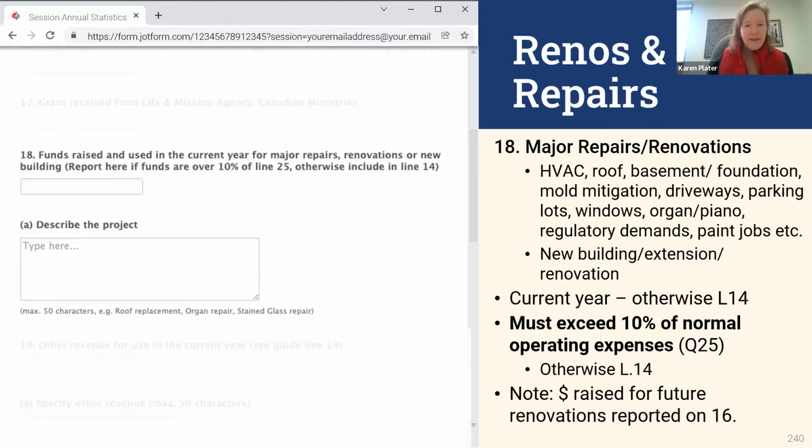$5,000 is less than 10% of your normal operating expenses. Well, but it's also not for use this year, it's for use in the future. So you can report it under the line for use in the future. So really in line 18, Jackie is going over it and she's comparing line 18 with line 25. If it's less than 10%, she's going to put it into line 14. So some of the treasurers may have noticed that in their reports.